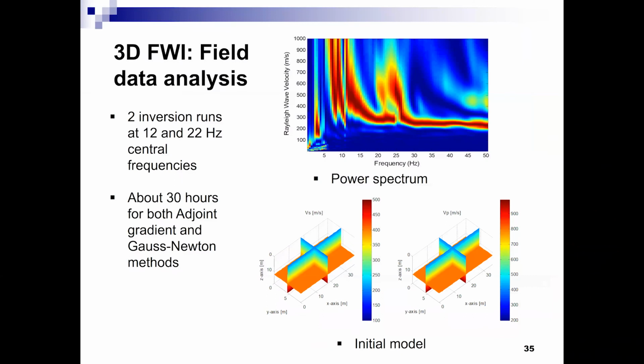Again, spectral analysis shows shear wave velocity on the top about 250, at the bottom about 400. We generate an initial model like this. We did full waveform inversion using Gauss-Newton and Karst Adjoint, 12 to 22 Hertz central frequency, 2 inversion runs. It took about 30 hours each because the medium is now smaller. Instead of 24, we do only 9 meter width. So you have a couple of anomalies there.